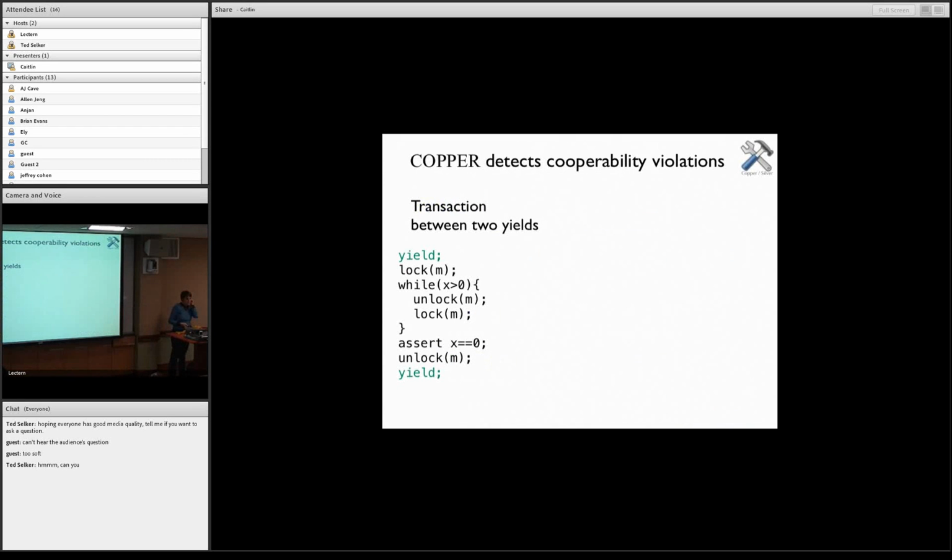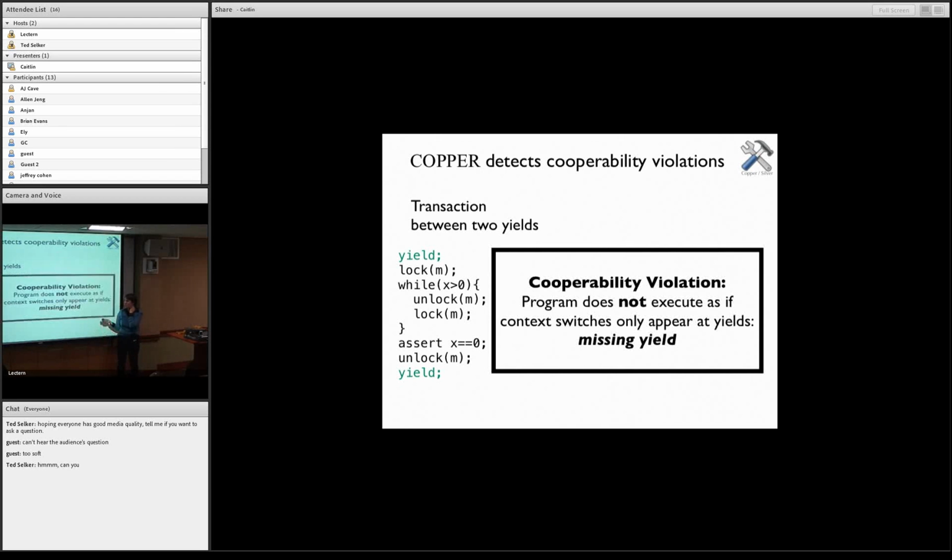Okay, so how does this apply to cooperability? In the paper that I'm talking about today, we presented two tools. One of them, Copper, detects cooperability violations. So what's a cooperability violation? That is when a program does not execute as if context switches only occur at yields. Another way to think about this is that there's a missing yield. We're analyzing the trace of the program, and we discover that something funny is going on. It's not equivalent in terms of happens-before to a trace with context switches only at the yield points.